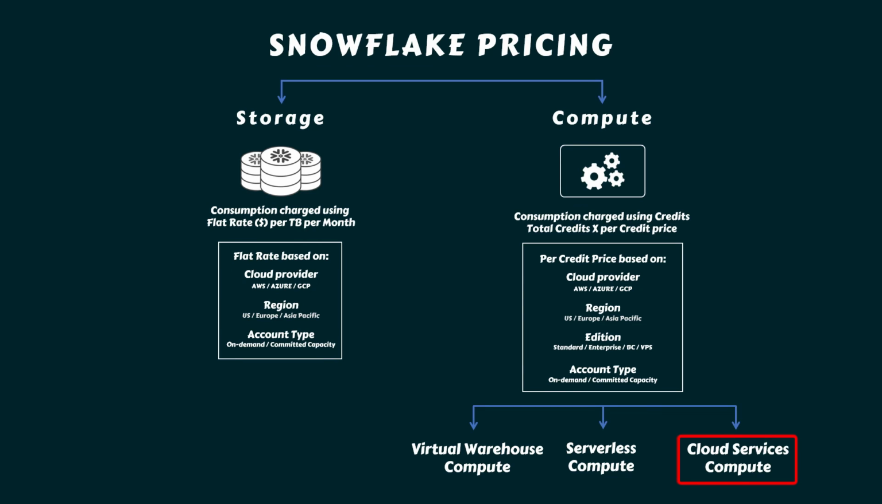Lastly, the Cloud Services Compute. The Cloud Services layer of the Snowflake architecture is a collection of services that coordinate activities across Snowflake. This layer authenticates users, enforces security, performs query parsing and optimization, maintains metadata, caches query results, and more. The Cloud Services layer runs on compute instances provisioned by Snowflake.